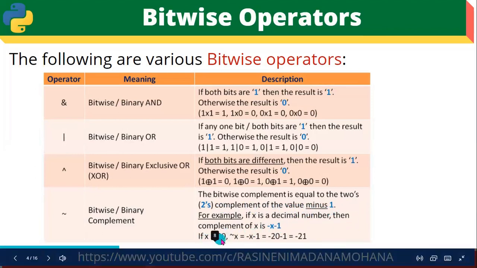So that is the 2's complement of the given value minus 1. Okay, now for example, if x equals 20, then what will you get here? If x equals 20, then complement of x equals minus x minus 1. That is minus 20 minus 1, which equals minus 21. If you want to convert this number into binary, first convert 20 into binary, then minus 21. Or you can use the binary function bin of minus 21, and directly you will get the binary value. Then bin of 20 directly gives the binary equivalent for 20. So this is the bitwise or binary complement operator.